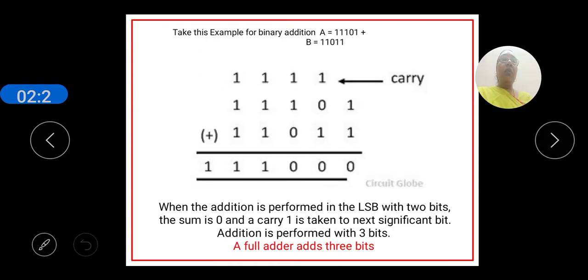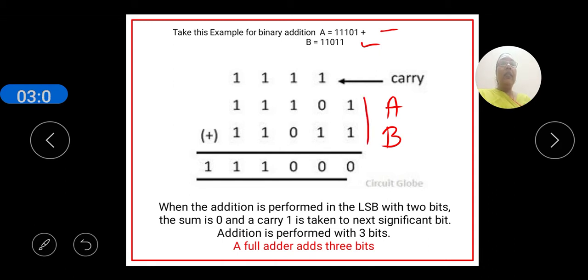Now come to the problem of adding two numbers, 5-bit numbers A and B. The number A is given as 11101 and the number B is given as 11011. Now when you want to add these two numbers A and B, both the numbers are 5-bit numbers, you have to start from the least significant bit. So when you start adding the least significant bit, you are adding 2 bits.